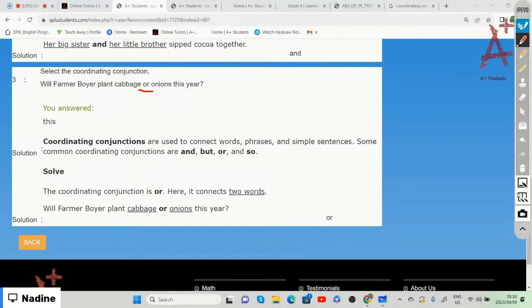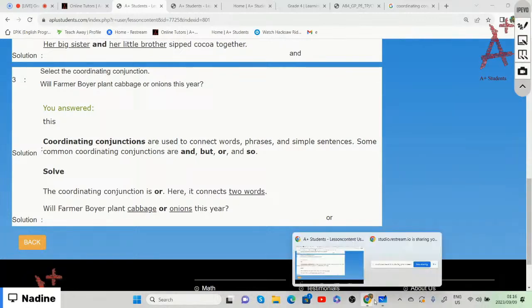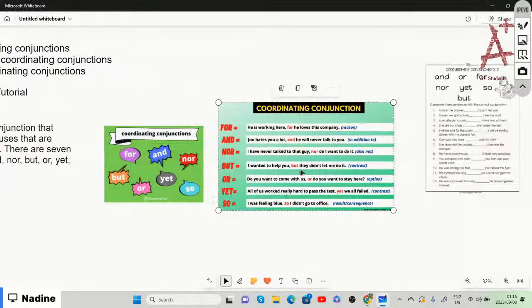And just to go back, we said and is an addition, it's like an add-on. But shows contrast. Or is basically options, and so is the result or consequence of something.